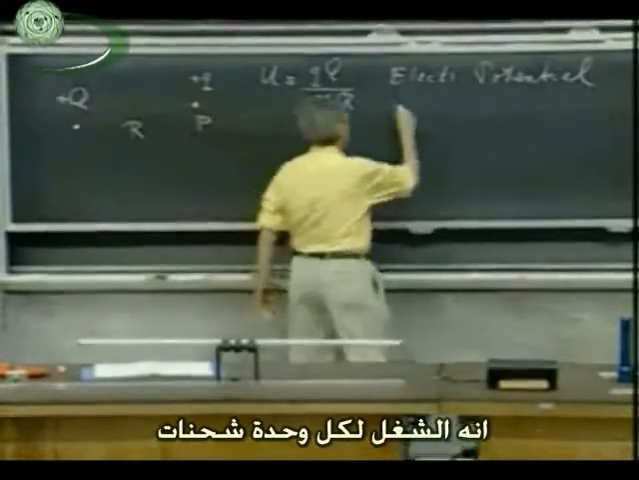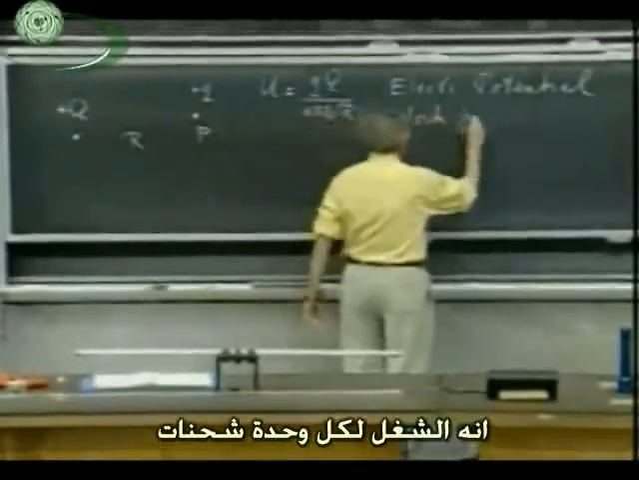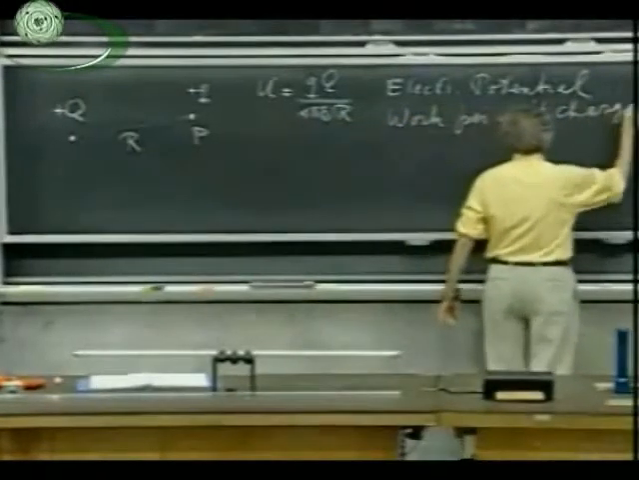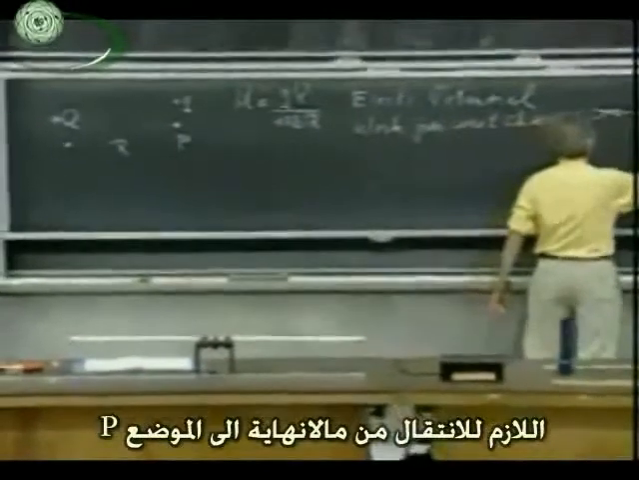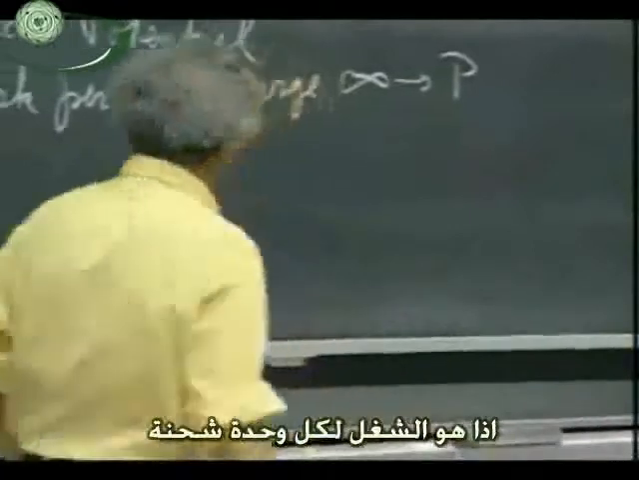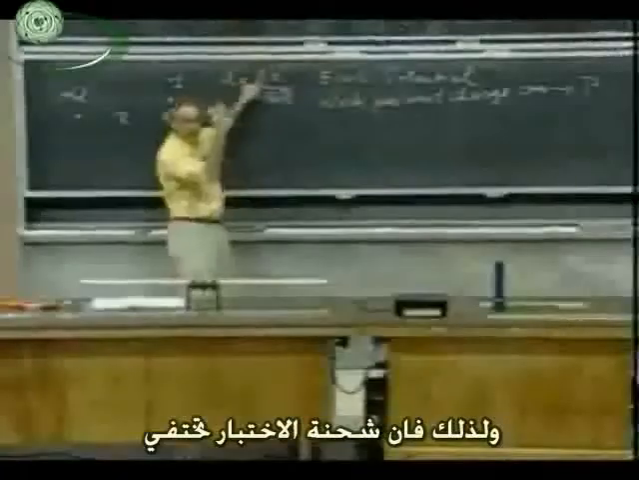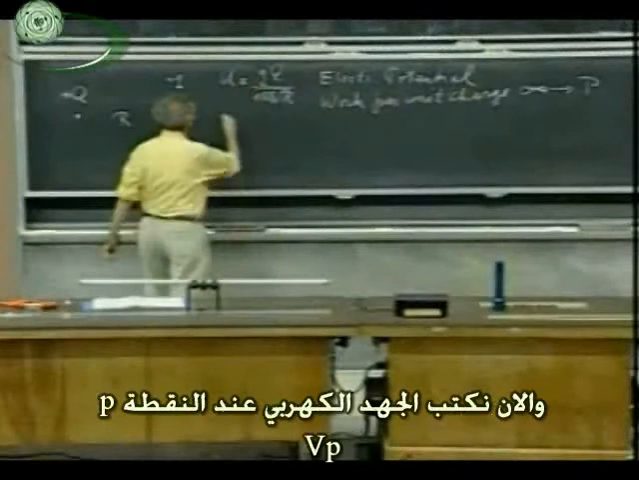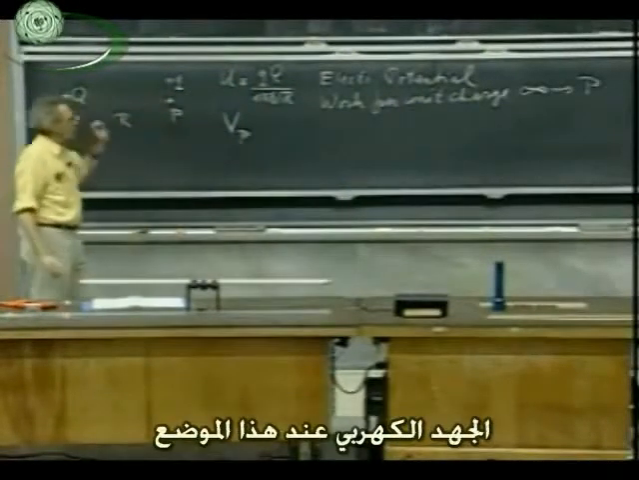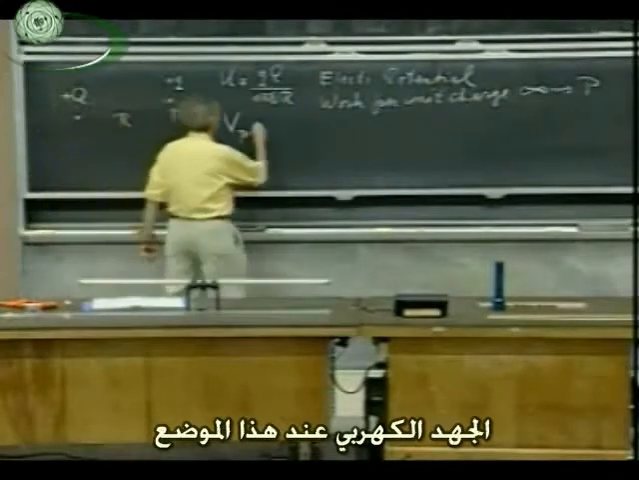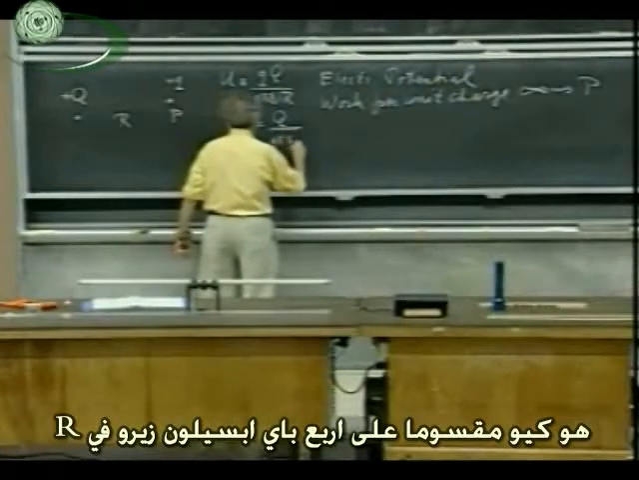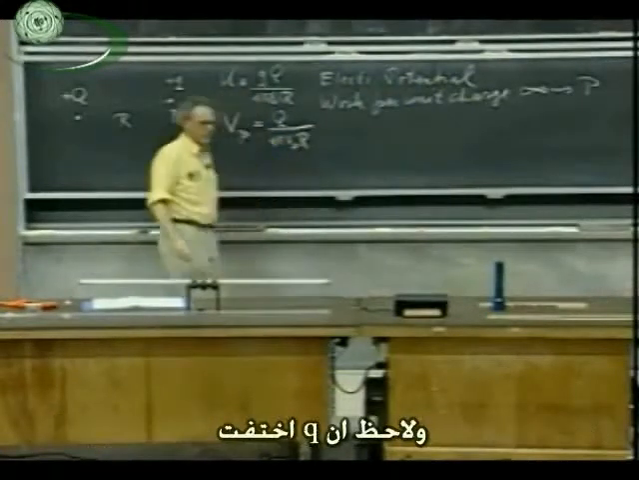It is the work per unit charge to go from infinity to that location P. And so if it is the work per unit charge, then this little q disappears. And so now we write down that V at that location P, the electric potential at that location P, is now only Q divided by 4 pi epsilon 0 R. Little q has disappeared.